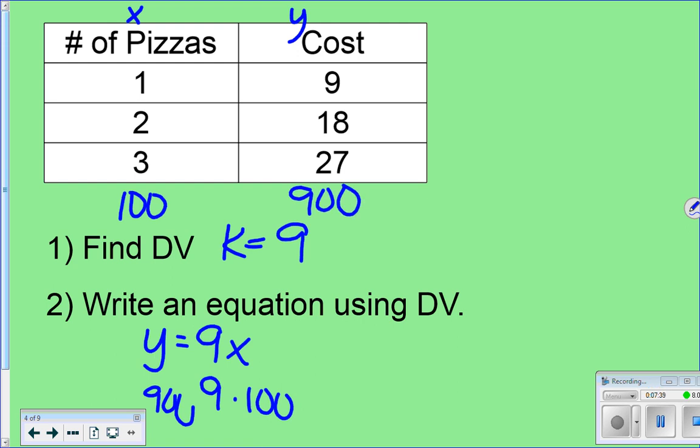Cora. Well, I put it there because that's how my equation's set up. You could also set it up like this. That's the same thing.